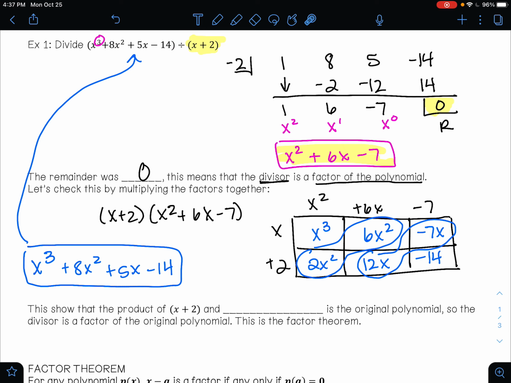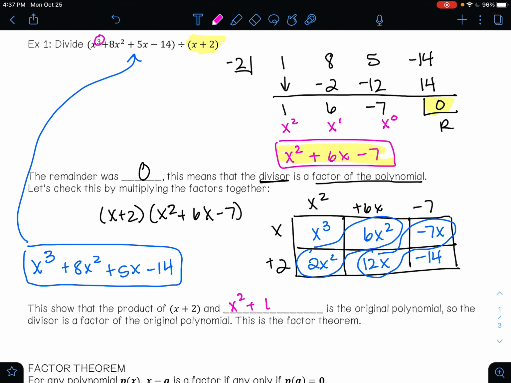So this shows that the product of x plus 2 and x squared plus 6x minus 7 is the original polynomial, which is what we have right here in blue. So the divisor is a factor of the original polynomial, and what we just discovered is the factor theorem.